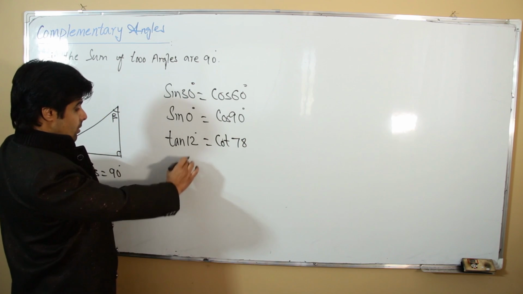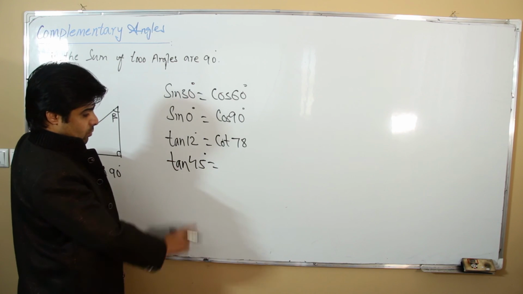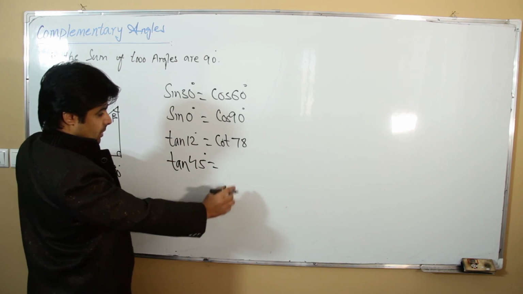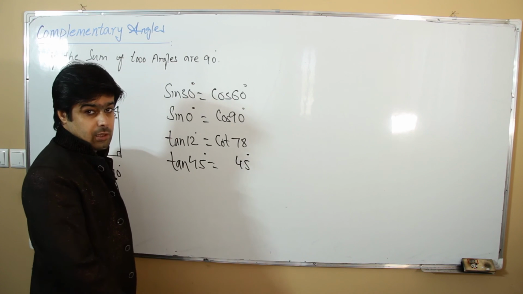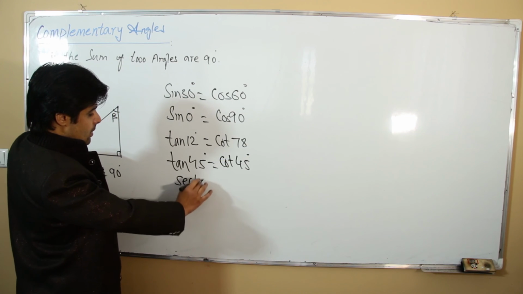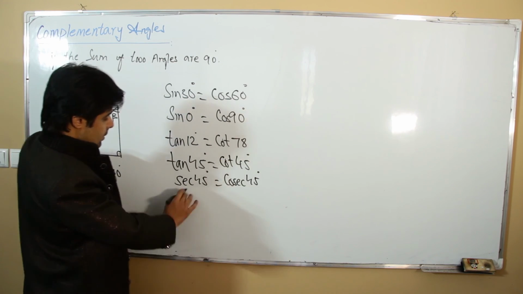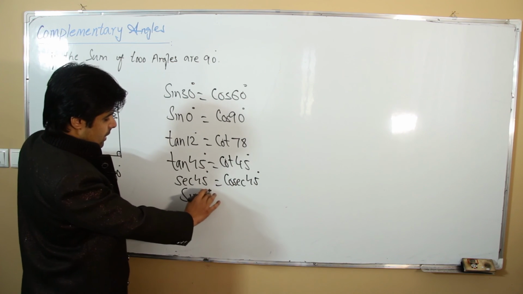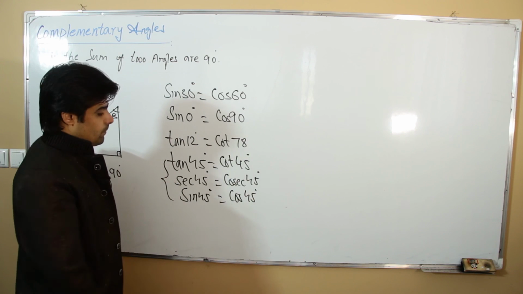For example, you're talking about 45. Now, tangent of 45. What is the complement of 45? It is 45. Why? 45 with 45 is 90. So tangent is equal to cotangent. Secant is equal to cosec of 45. Sine of 45 is equal to the cosine of 45. And we have proved this one.